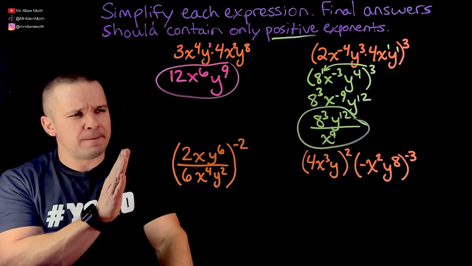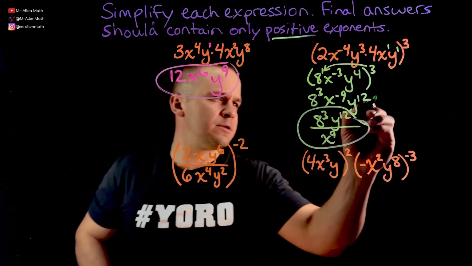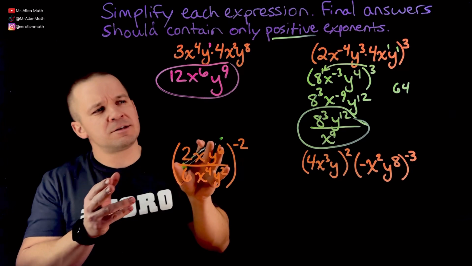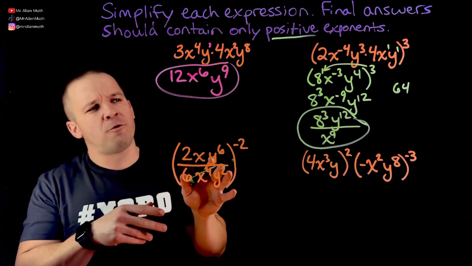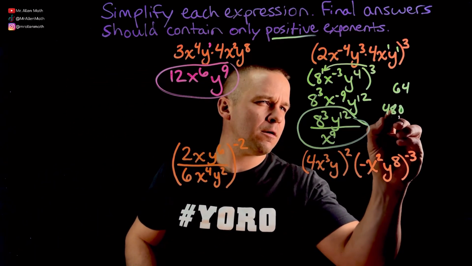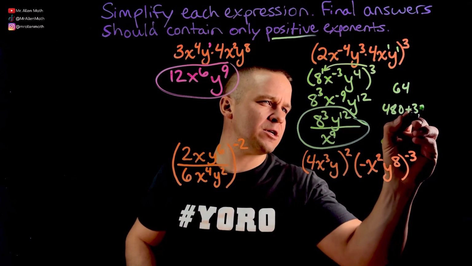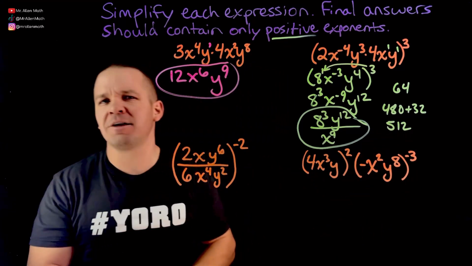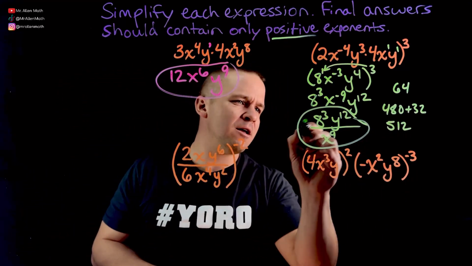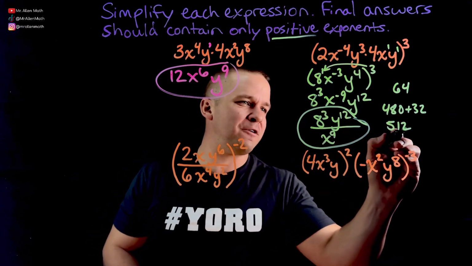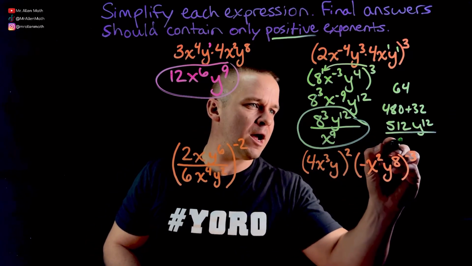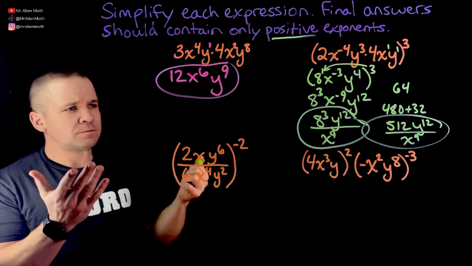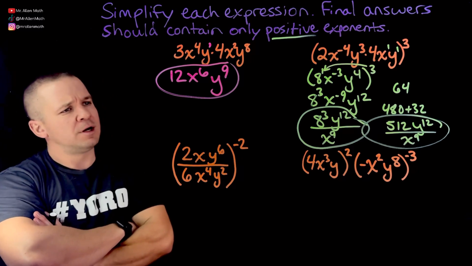Let's see if we can do it. 8 times 8 is 64. So 64 times 8. Now, I'm thinking 60 times 8 is what? 480. So 480 plus 4 times 8 is 32. So is that 512? I think that sounds right. Yeah, that sounds right. So we could throw 512 up there if we wanted to. So we get 512 y to the 12th over x to the 9th. Even better final answer there. But there we go, man. That's pretty dope. That's awesome.